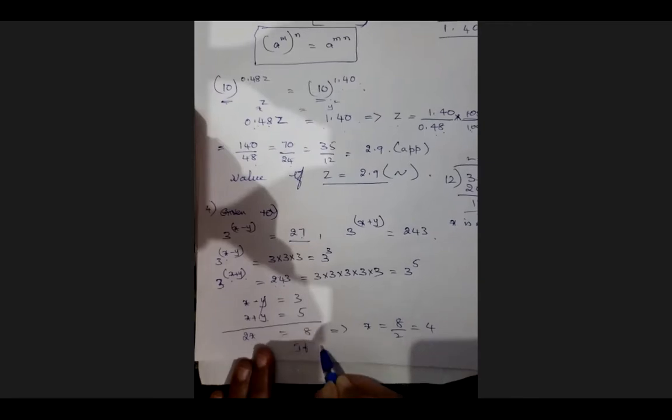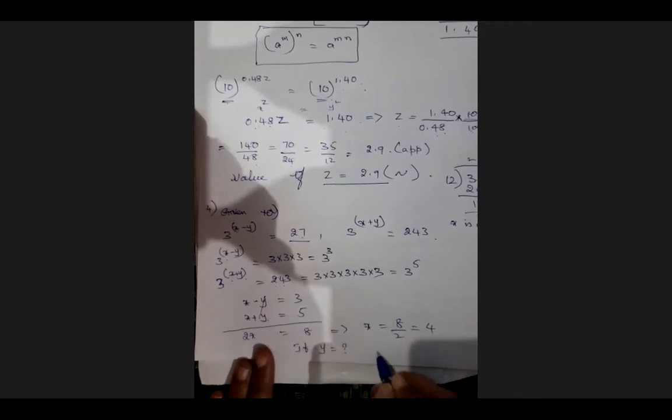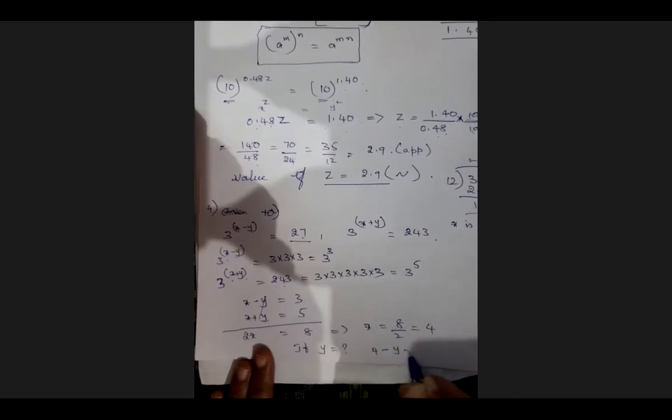If they ask the value of y, then 4 minus y is equal to 3. y is equal to 4 minus 3. That is 1. y is equal to 1.